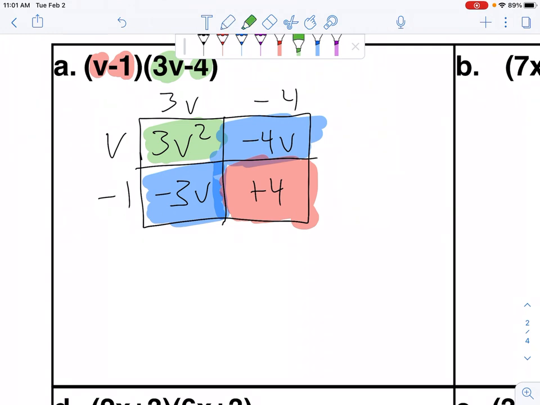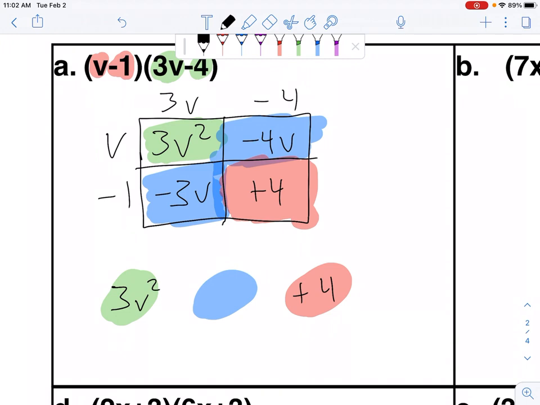So I'm going to write my answers. I'm going to write what I get with my green, then what I get with my blue, and then what I get with my red. So green and red are really easy because there's only one of those terms. There's a 3v to the second. There are no other v to the seconds to calculate. There's a +4. There's no other regular constant terms to evaluate. And so all we really have to do now is combine -3v and -4v. That is a total of -7v.